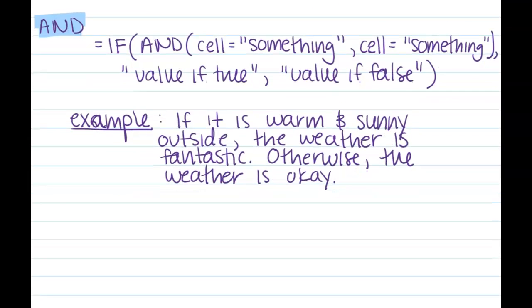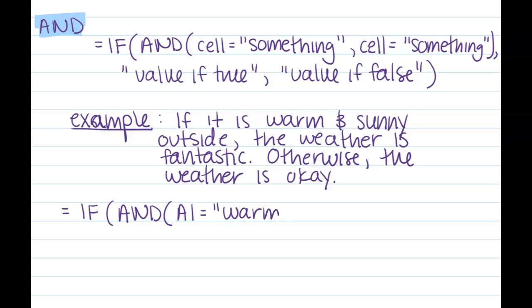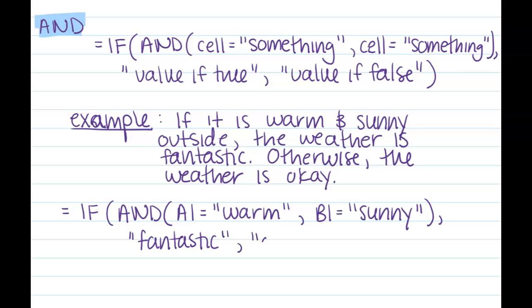So in a spreadsheet then, we'll do equals, start with if, and then and, let's say A1 equals warm. Let's say, oops, sorry about that. Let's say B1 equals sunny. Close it, comma, fantastic. Both of those are true, comma, okay. If both of those are not true.